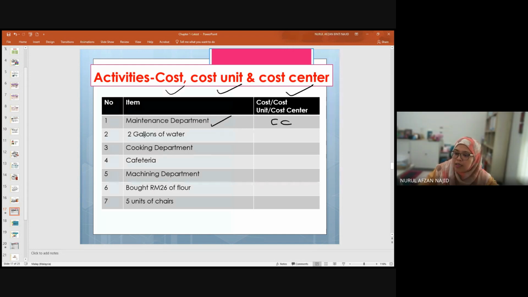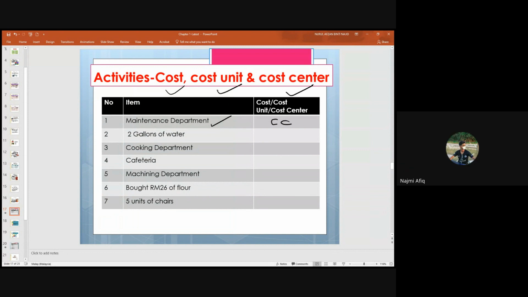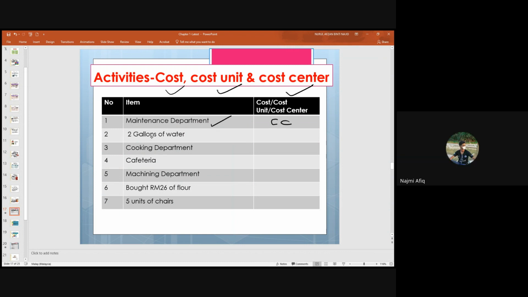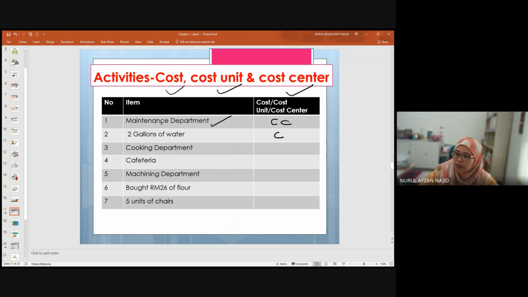Alright. 2 gallons of water. Najmi Afiq, what is the answer? 2 gallons of water can be classified, adakah dia cost unit ataupun cost center? Najmi? Cost unit. Cost unit, good. Cost unit sebab gallons ni adalah unit measurement. Untuk measure apa? Measure water.